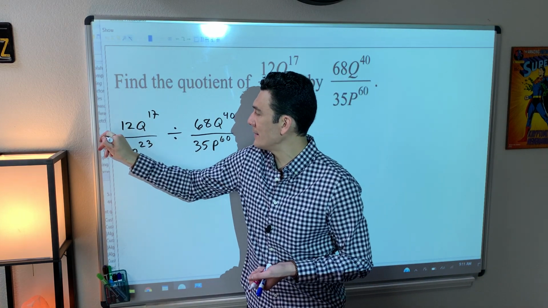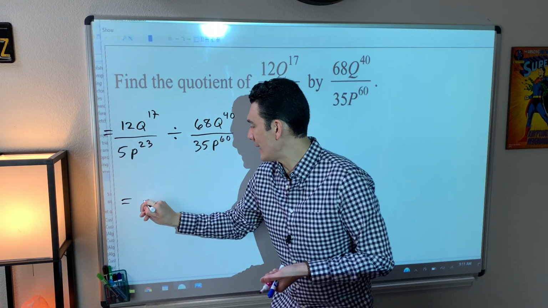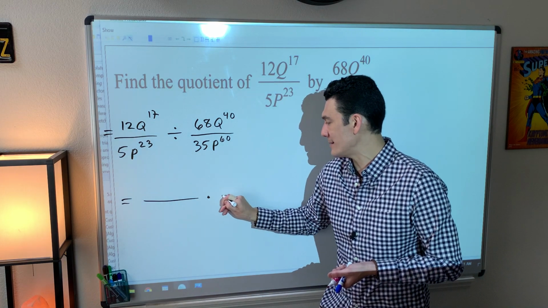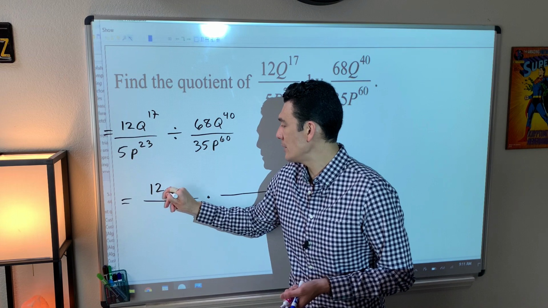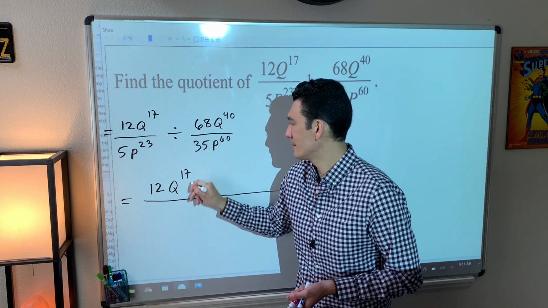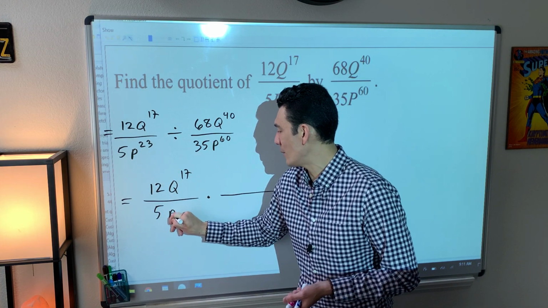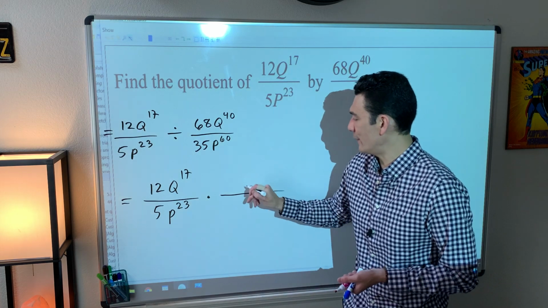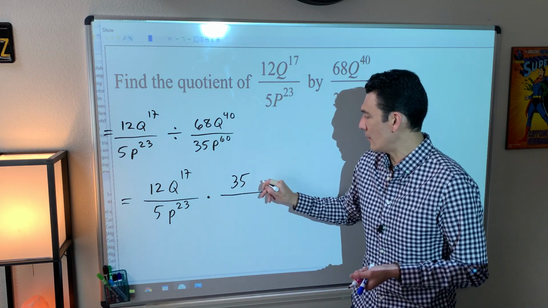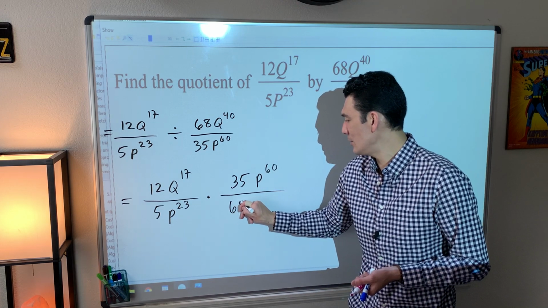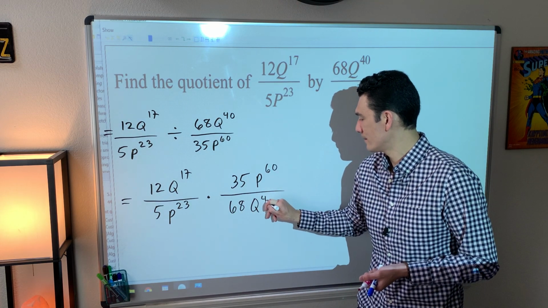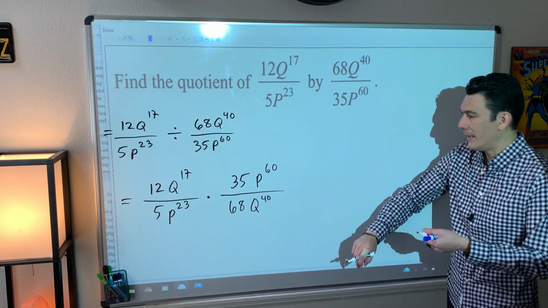So I keep forgetting to write equals. Equals. So now let's just keep the first fraction the same, but let's flip the second fraction. So we have 12q to the 17th over 5p to the 23, and then flip it. Reciprocate it: 35p to the 60 over 68q to the 40. Okay, there we are.